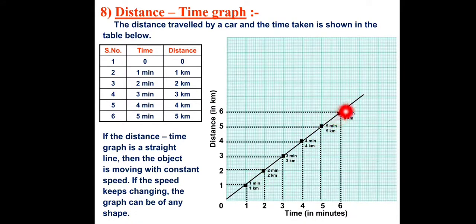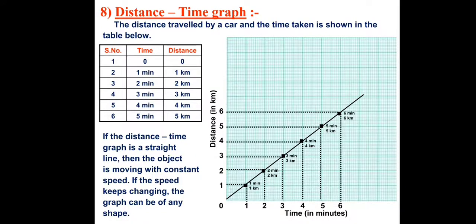Okay, this straight line tells us that the speed of the object is uniform. It means whenever you are plotting a graph between distance and time, and if you get a straight line, it means that the object is traveling or moving with a constant or uniform speed. Okay. And if it is not a straight line, it means the object is moving with non-uniform motion.